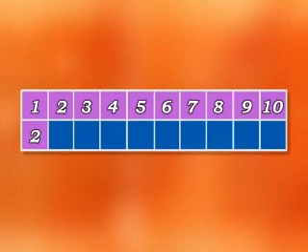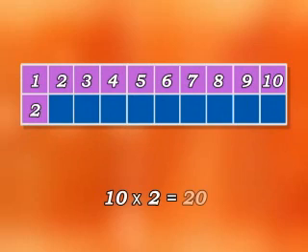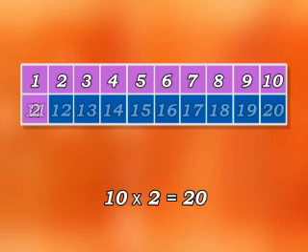If we multiply the length by the width, 10 by 2, we get the answer 20, because 10 times 2 equals 20. Count the squares. There should be 20 again.